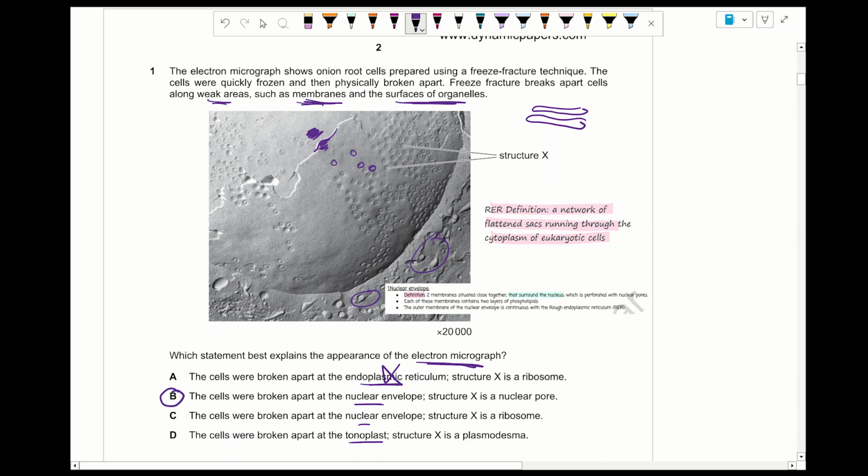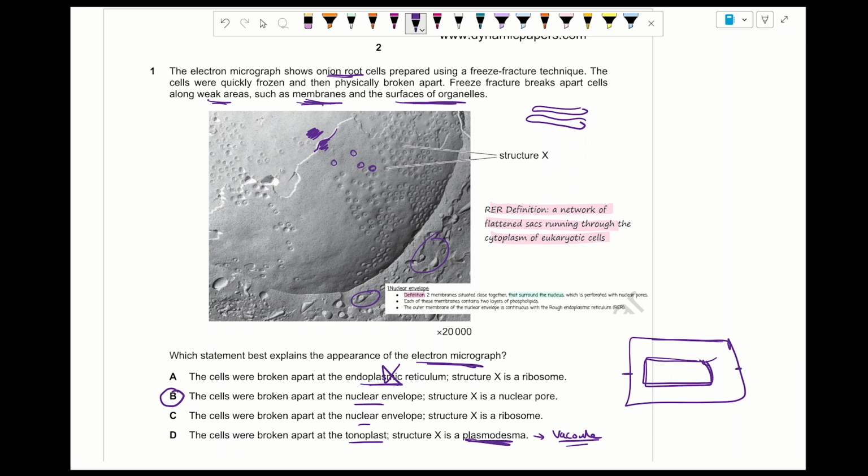Now, the reason why this is not a tonoplast, despite it being an onion root cell, is because the tonoplast is what covers the vacuole. And here we could see that it's a bilayer with pores. However, a vacuole or the tonoplast is only a single layer. And plus, this structure cannot be the plasmodesmata. The reason for this is because the vacuole, let's draw here a plant cell, the vacuole is covered with a layer of tonoplast. And the plasmodesmata is a pore at the cell wall. Therefore, D cannot be a correct answer. Therefore, the answer is going to be B.